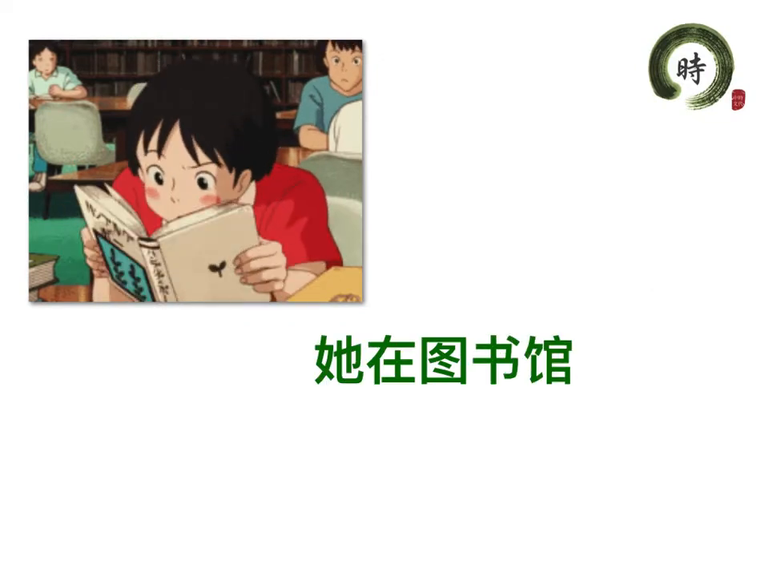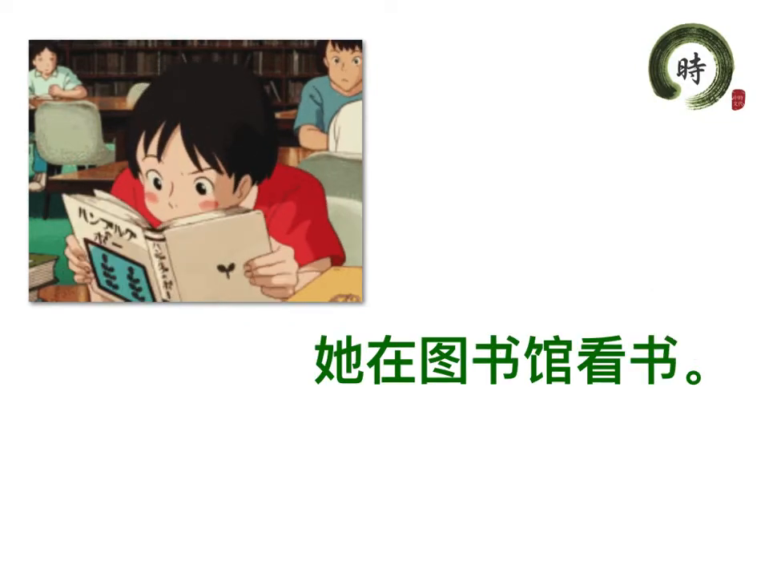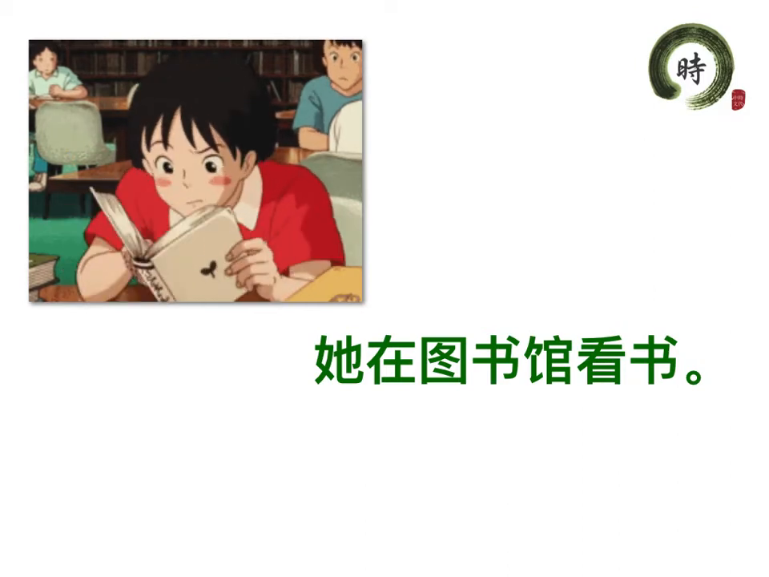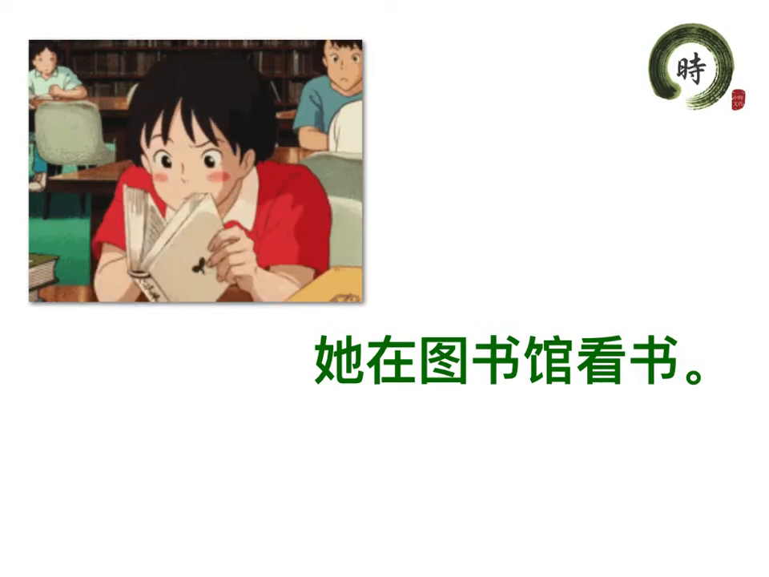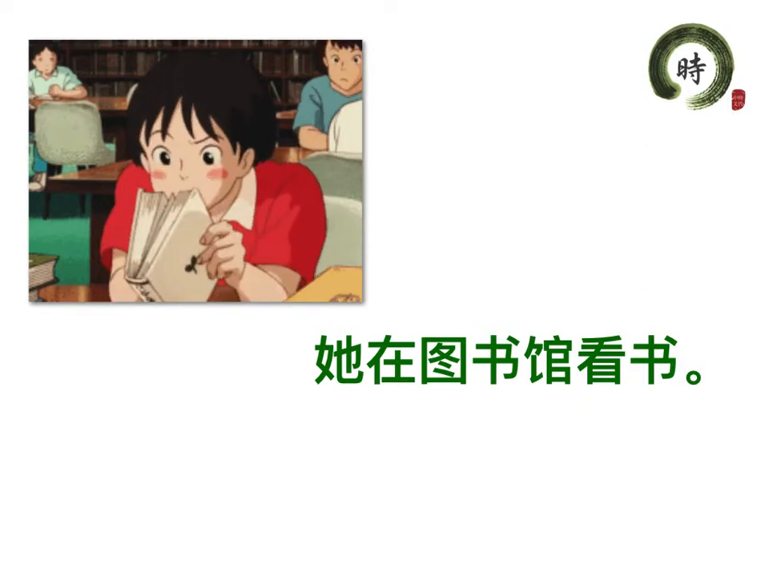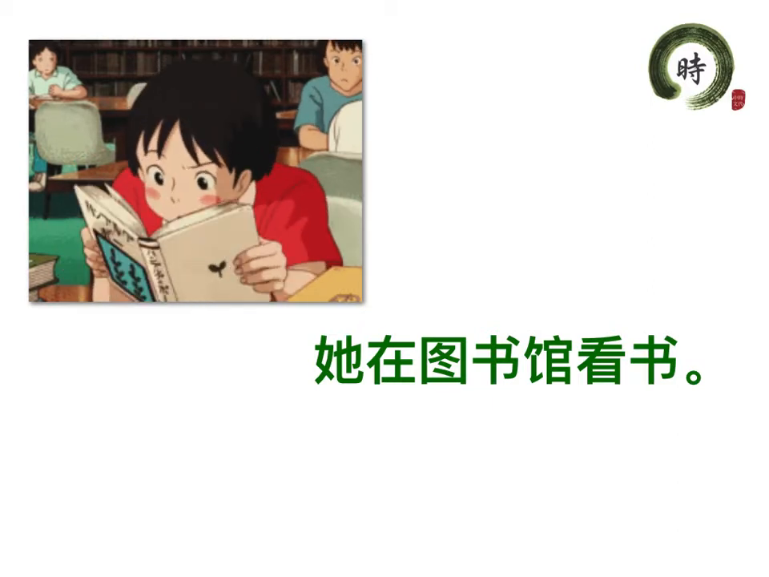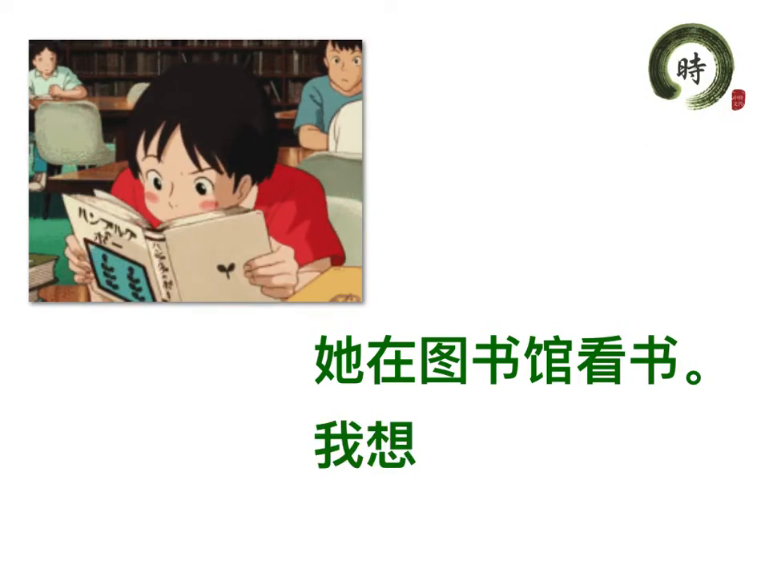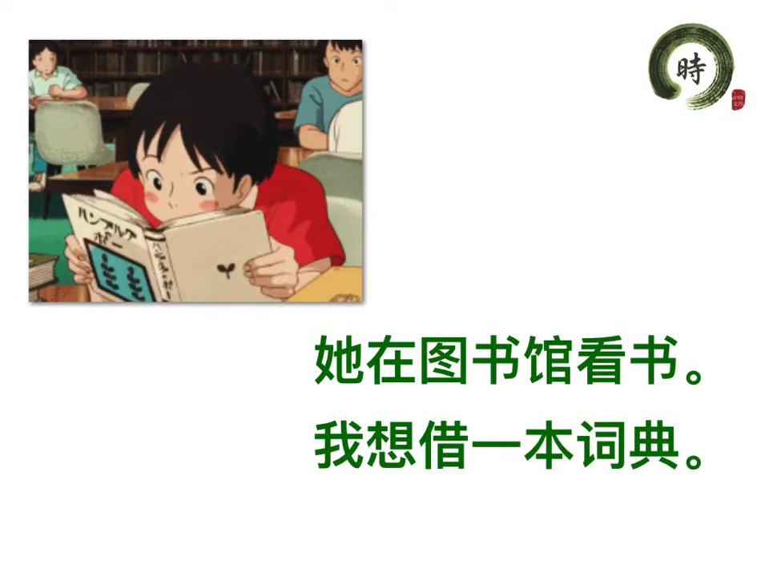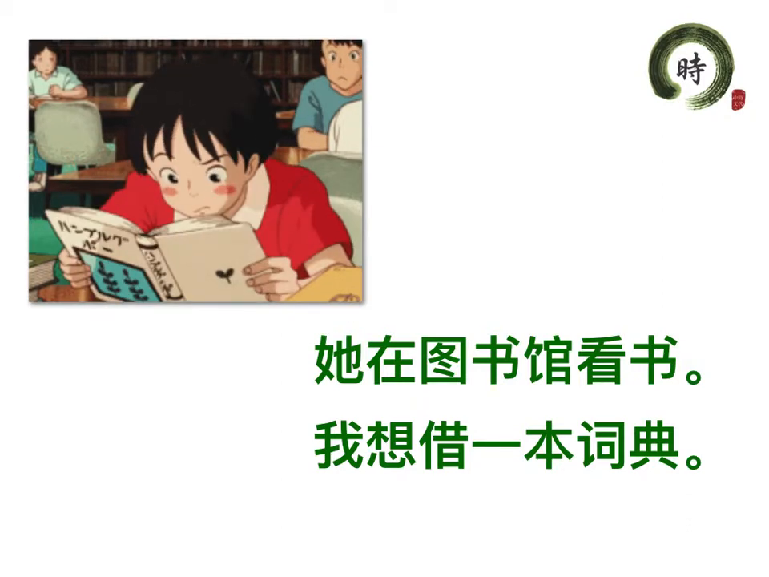她在图书馆看书. Okay, so if she wants to borrow a dictionary, I want to borrow a dictionary. 我想借一本词典. How to write down this sentence? 非常好. Now let's have a check. So here, 我想借一本词典. Here, 本 is the measure word for book.